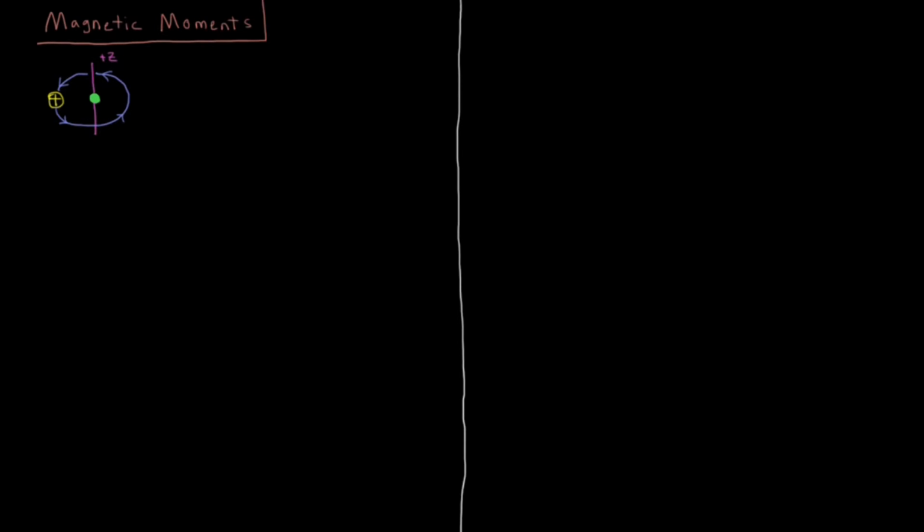In this video, we're going to look at the magnetic moments of certain nuclei. So we're going to start off by looking at a magnetic dipole. We're going to denote it by the symbol mu. And so this is our magnetic dipole.